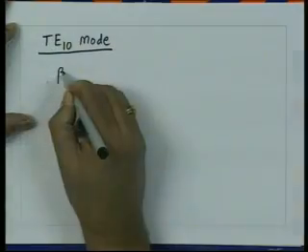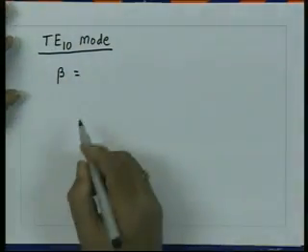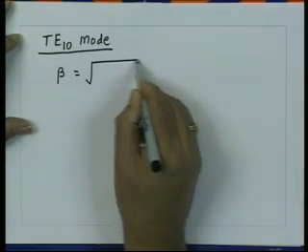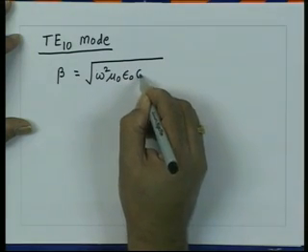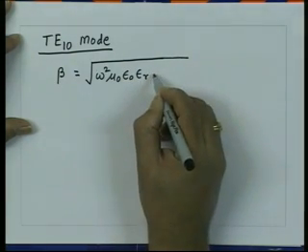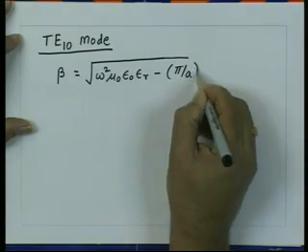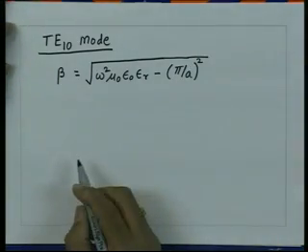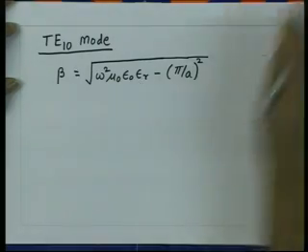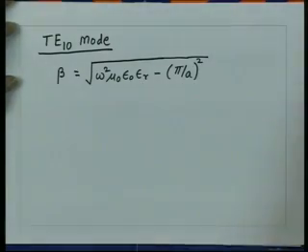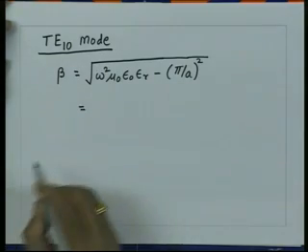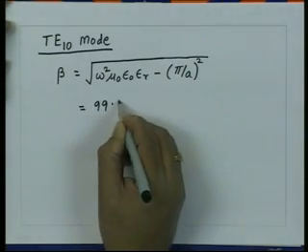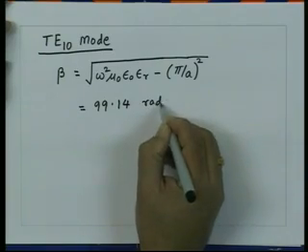So, first we calculate beta for the TE10 mode, and that is square root of omega square mu 0 epsilon 0 epsilon r minus (pi upon a) whole square. If I substitute the values for epsilon r, which is 3, and a, which is the dimension of the waveguide, that is 7 centimeter, so it is 0.07, I get the propagation constant, which is 99.14 radians per meter.